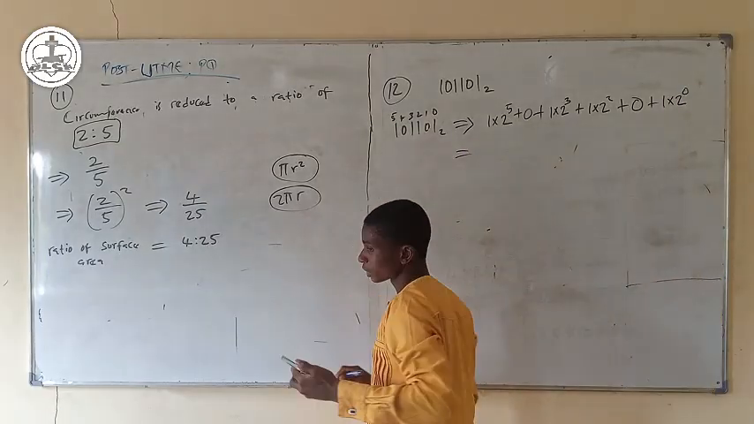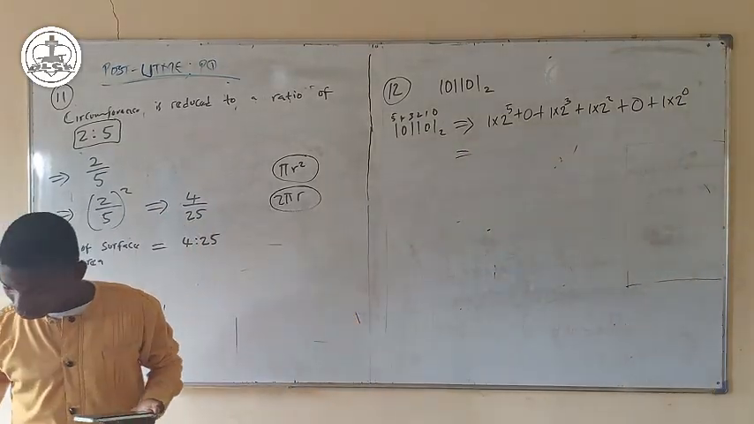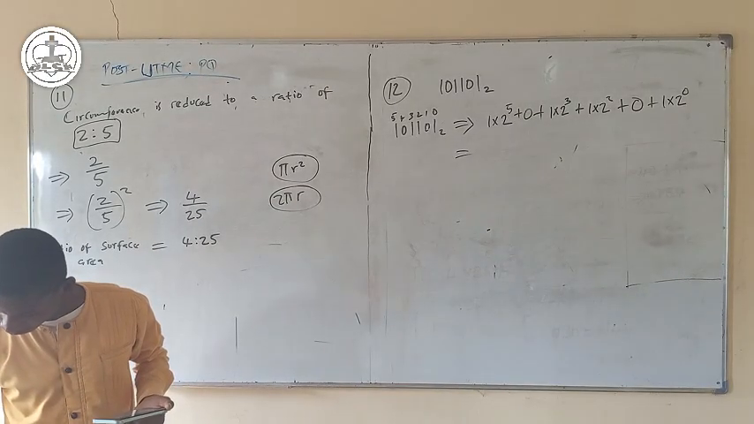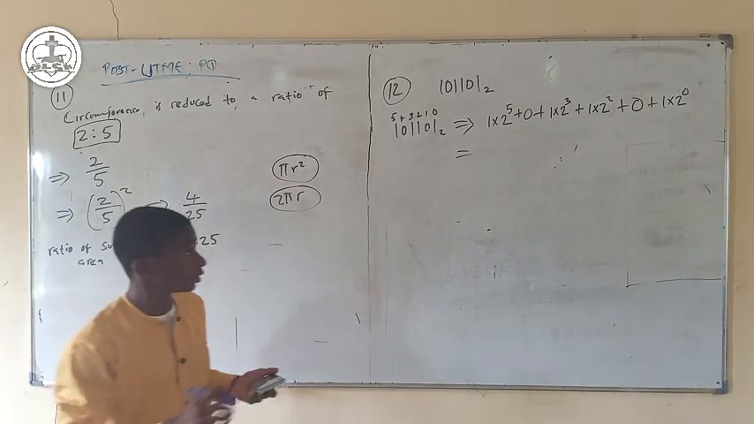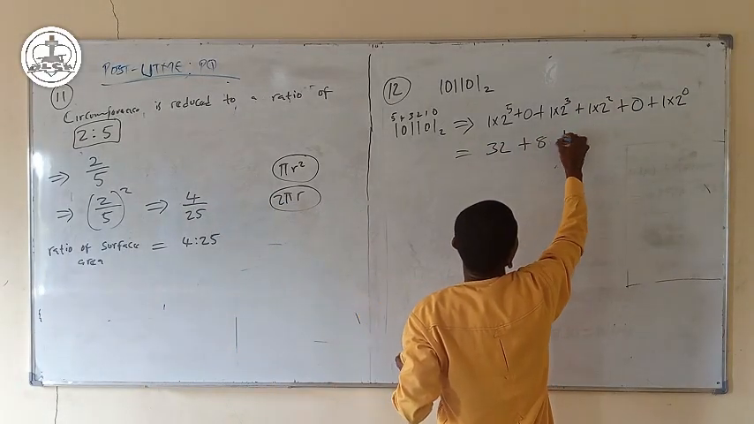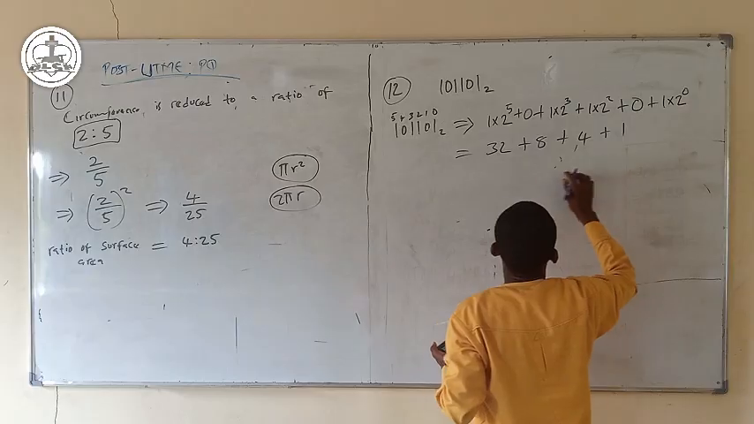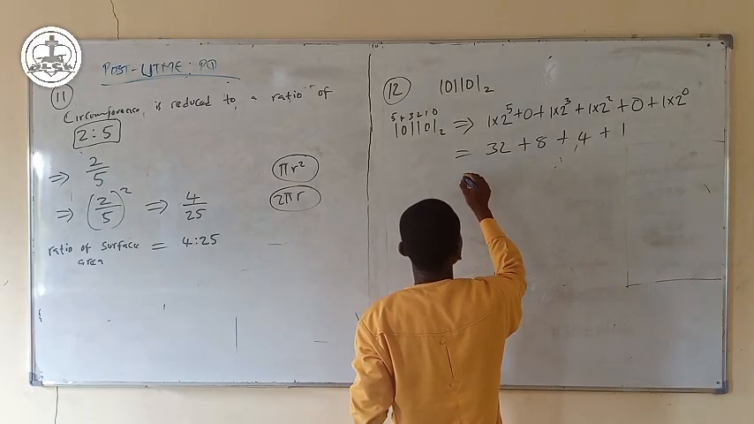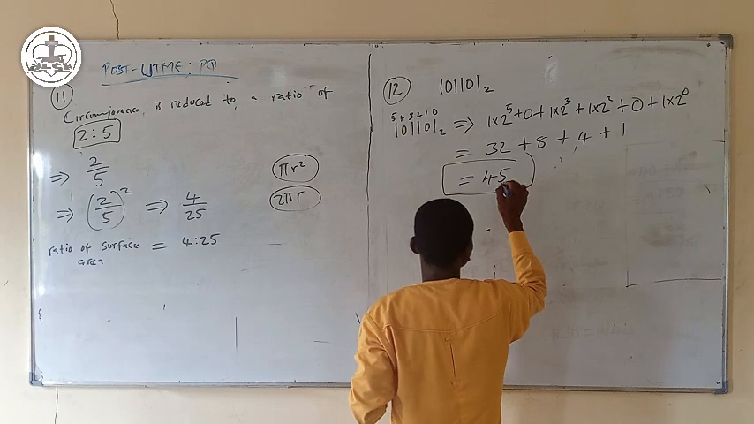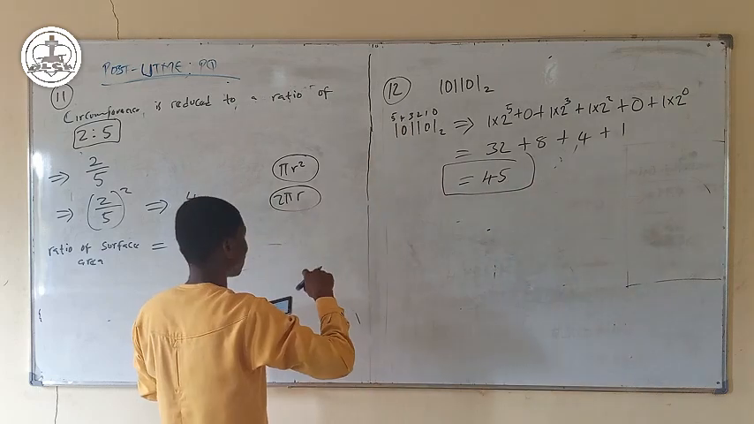What are we going to be left with here? 2 to the power of 5 will give us 32, right? That's 32, plus 8, plus 4, plus 1. So this is going to be what now? 45, if we sum them up. So this is going to be 45 base 10. In base 10, that is 45.